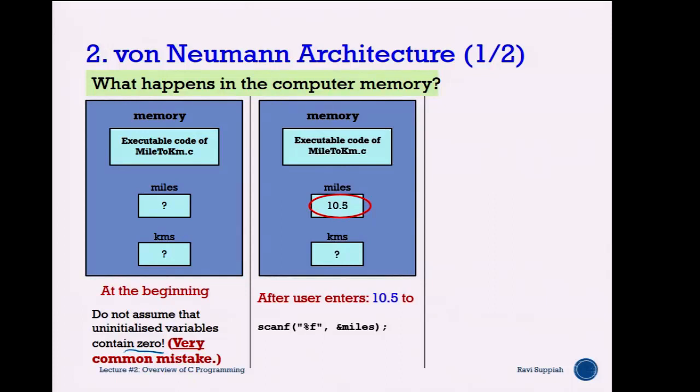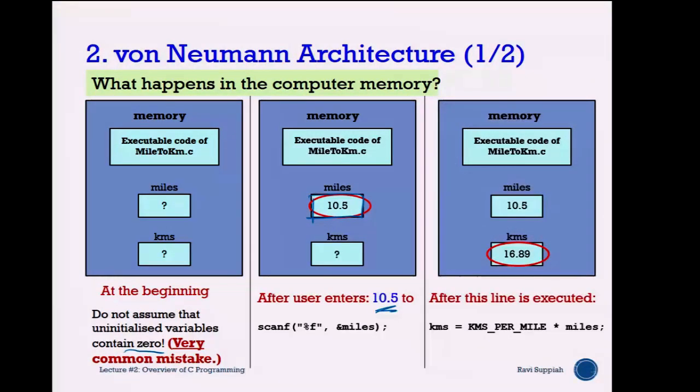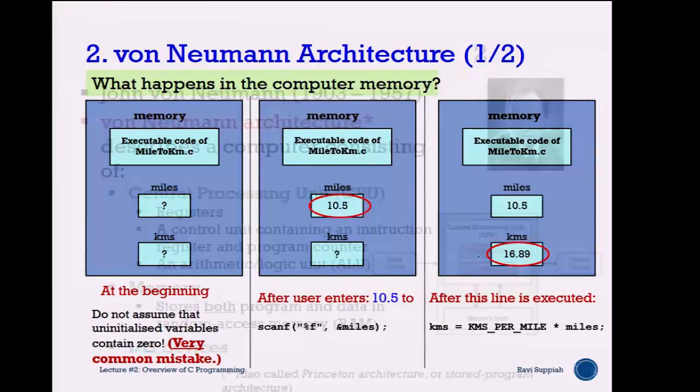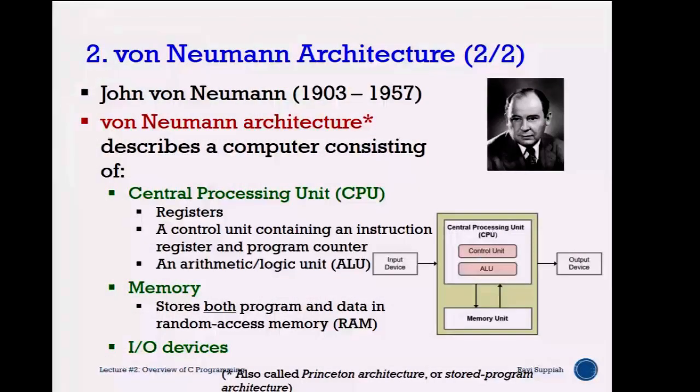When your code executes and you ask the user for the input and we execute the scanf statement, whatever the user enters goes into the memory location that is reserved for Miles. Subsequently, I execute the calculation and update the memory location called K, kilometers. Correct? So that is what is happening in terms of memory.